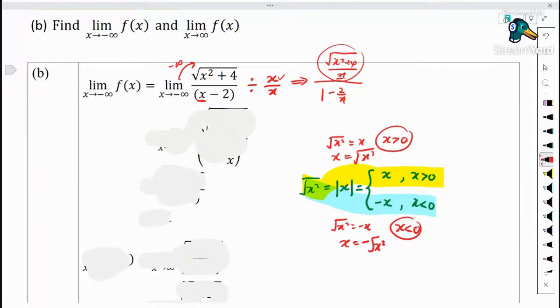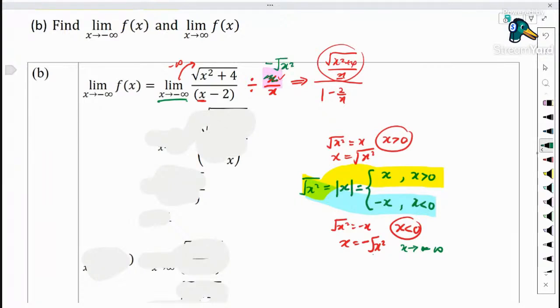Now, we would like to replace the x here, as I highlighted, into the form of square root of x squared. But whether it's a plus or minus case, how do you decide? You check your x. x approaches negative infinity, so therefore x is less than 0. So I find out that the x, I shall replace it with negative square root of x squared.